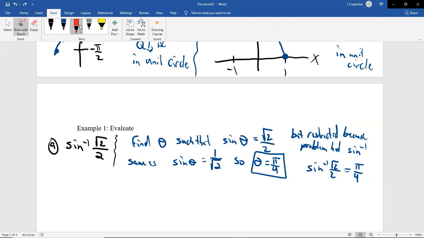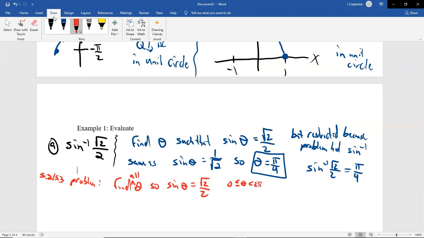So in red, like in, I think this was 5.2, 5.3, the question would have just been this. It would have been find theta, so the sine of theta is equal to square root of 2 over 2. Sorry, find all theta, where 0 is less than or equal to theta is less than 2 pi.